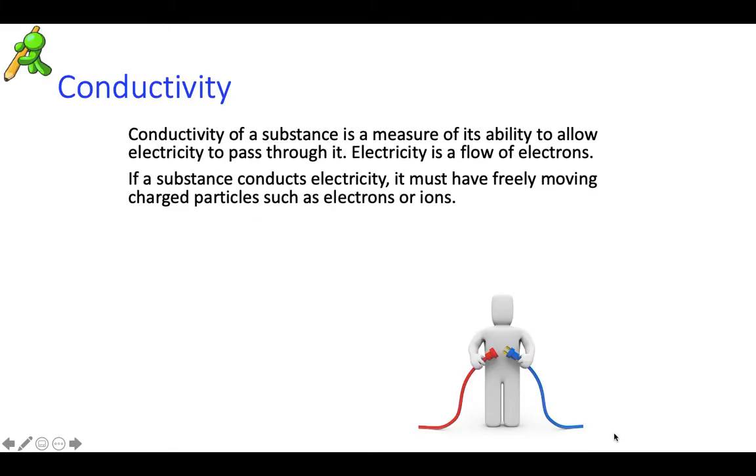Now first of all, just to clear a few things up. Electricity is the flow of electrons, and the conductivity of a substance is its ability to allow electricity to pass through, to allow those electrons to flow through. If a substance conducts electricity, it must have freely moving charged particles such as electrons or ions. So a quick recap, electricity is a flow of electrons. In order for a substance to conduct electricity, that substance must have freely moving charged particles such as electrons or ions.